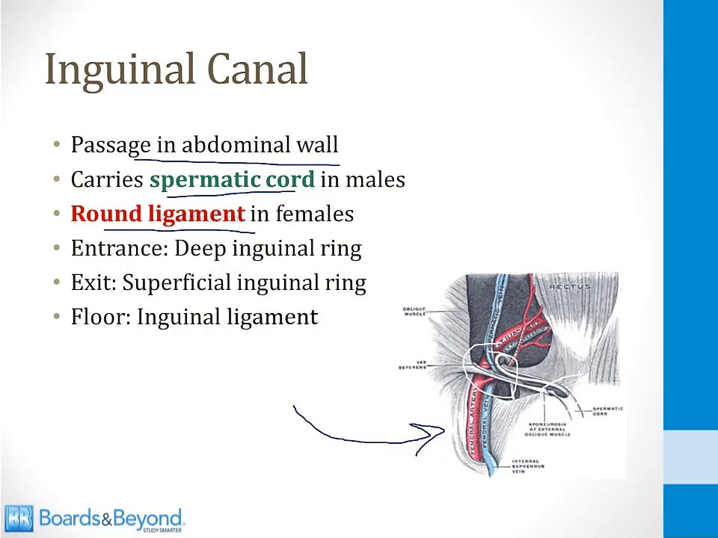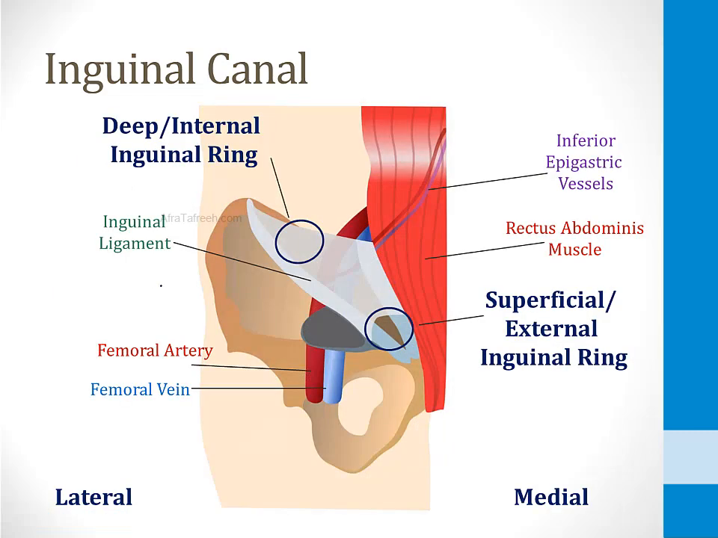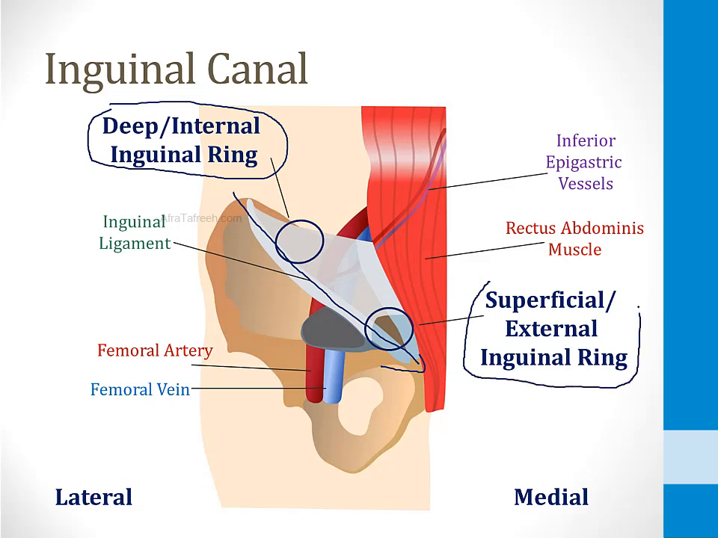And then the floor of the inguinal canal is the inguinal ligament, and if you know that, it's an easy way to remind you that all inguinal hernias and problems related to the inguinal canal occur superior or above the inguinal ligament. Here's another picture to make this very clear. This is the inguinal ligament shown here. The deep, or sometimes called the internal inguinal ring, is where the spermatic cord exits the abdomen and enters the inguinal canal. The superficial or external inguinal ring is where the spermatic cord exits the inguinal canal to head towards the scrotum.